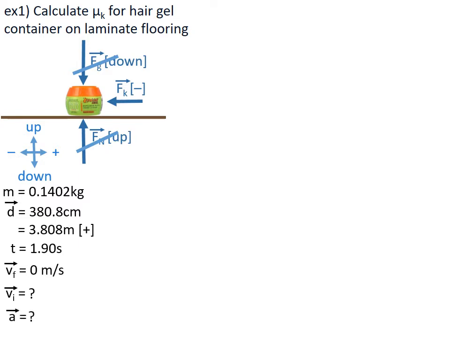We want to make sure that everything is going in the same direction. So I'm going to change everything to the positive direction. So that means Fk, which was in the negative direction, will now become negative Fk in the positive direction. So our Fnet equals negative Fk. Fnet is equal to mass times acceleration, and Fk, as determined in an earlier lesson, is equal to uk mg cos theta. So I'll substitute that in for Fk.